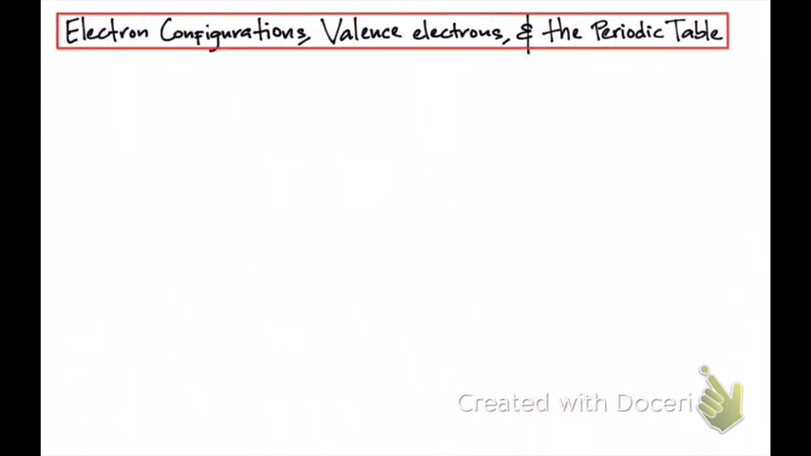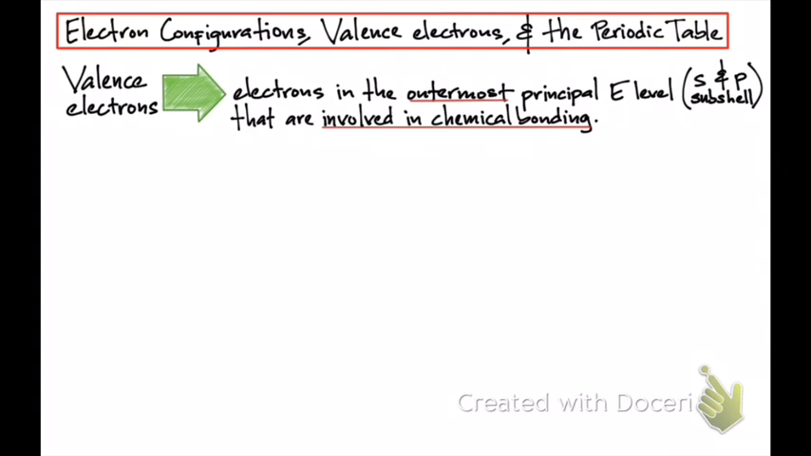So now we can use this concept regarding electron configuration to determine the total number of valence electrons per element in the periodic table. Valence electrons, by definition, are electrons that are involved in chemical reactions. So these are the outermost electrons. Valence electrons are electrons in the outermost principal energy level that are involved in chemical bonding or chemical reactions. When it says outermost principal energy level, that would be the highest s and p sublevels or subshells. Subshells and sublevels mean the same thing.